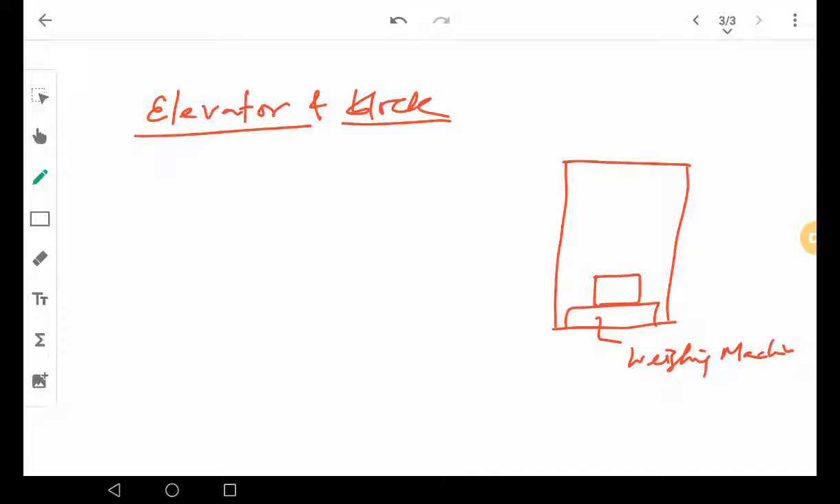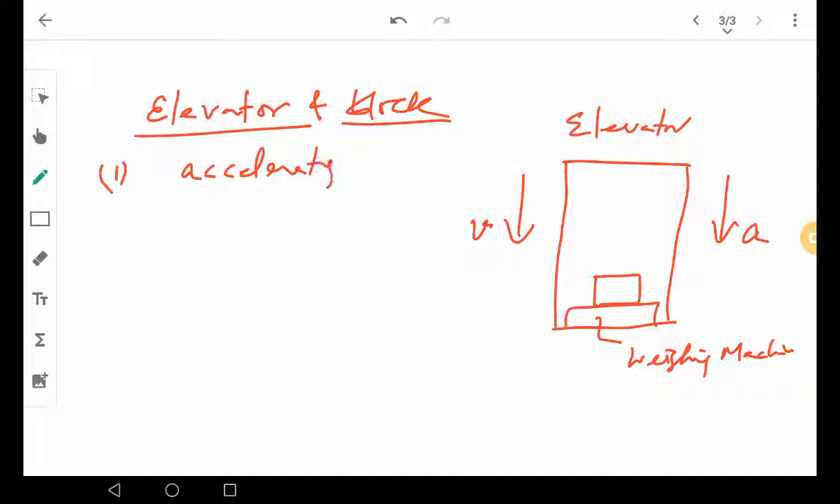See, if the elevator is going down with an acceleration a, the velocity of the elevator is either upside or it can be downside. If the velocity is downside, then it is accelerating, means velocity and acceleration are in the same direction. And if velocity is upside and acceleration is downside, then it is what? Retardation. Or we can say if the velocity and acceleration are opposite, then it is retardation, and if same direction, then acceleration. Retardation means the speed will decrease, and in this case the speed will increase.